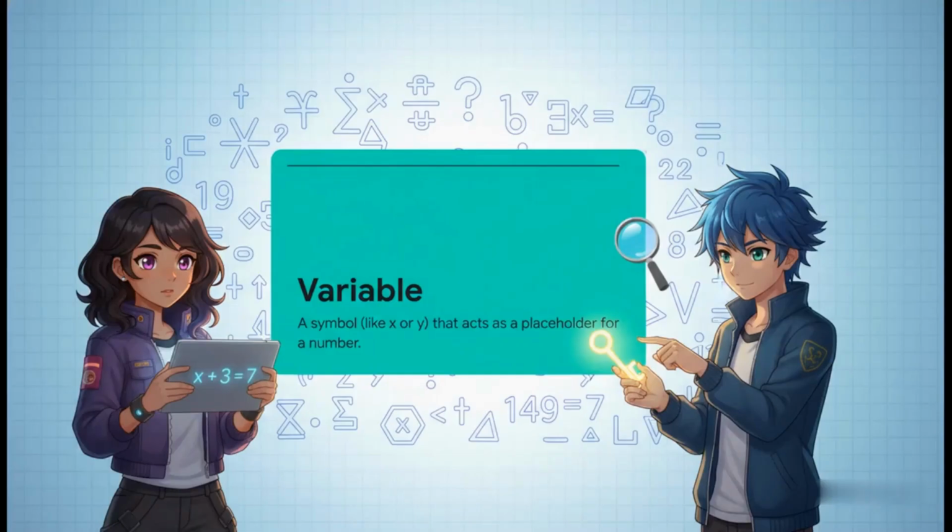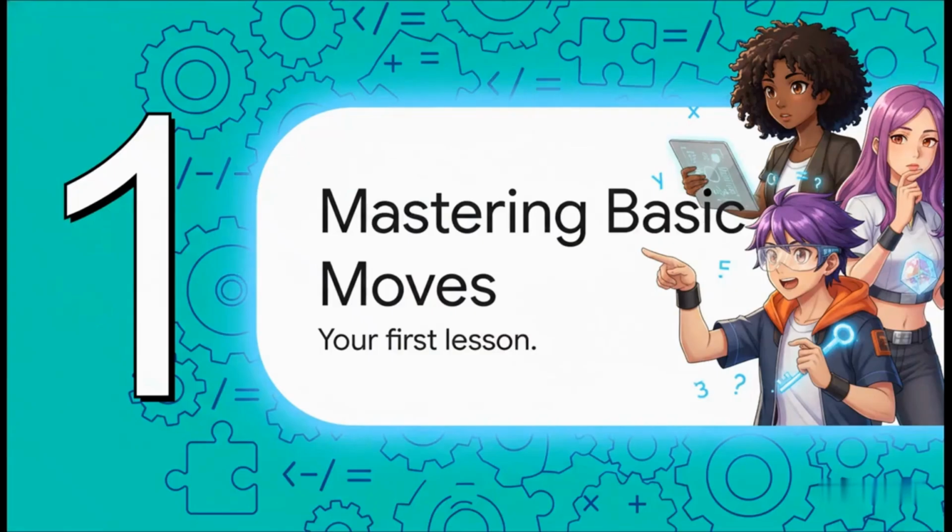Okay, so every secret language needs its symbols, right? Well, in algebra, our main symbols are called variables. A variable, usually a letter like X or Y, is just a placeholder for a number we don't know yet. It's the mystery in the message. It's the blank space that we're here to solve. Ready for your first lesson in code breaking? We're going to start with the absolute basic moves. If you can master these, you'll have the fundamental skills to crack any simple algebraic message that comes your way.